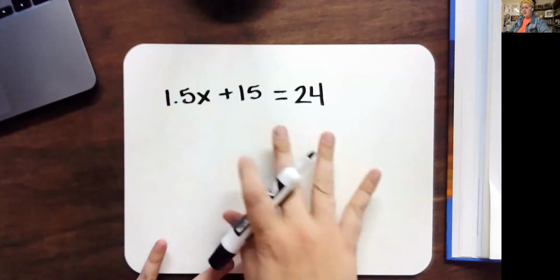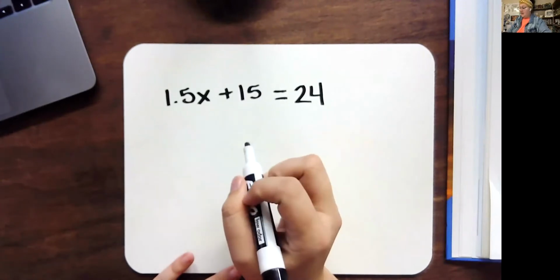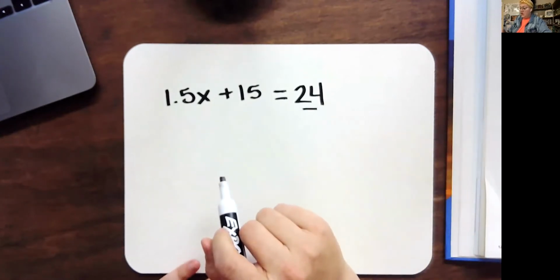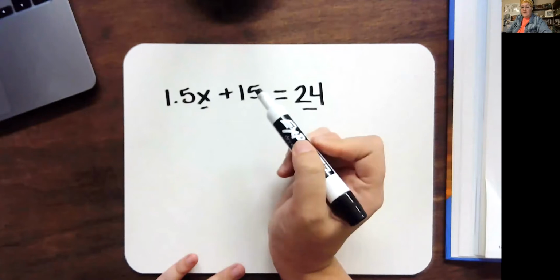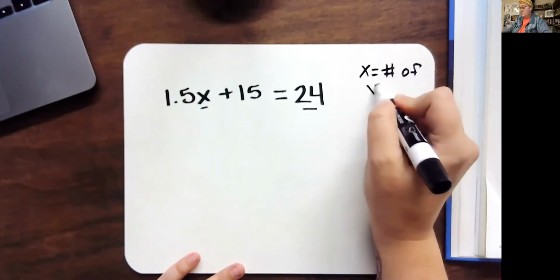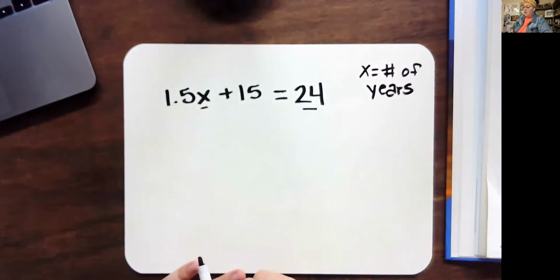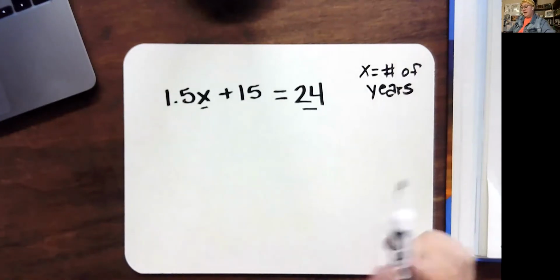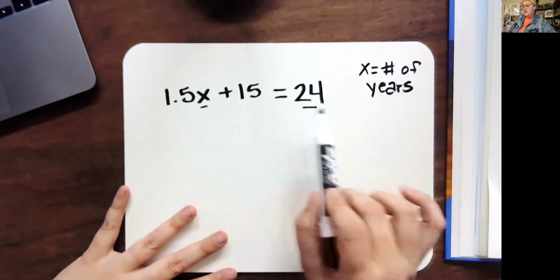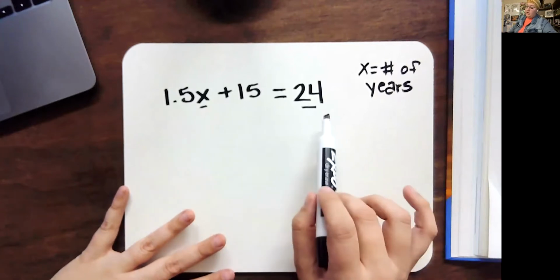Okay, so we have our equation written down, and again, we're going to be looking to find how many years it'll take for the tree to get to be 24 feet tall. So in our equation, x is going to be the number of years. So x is our number of years. We're trying to find out how many years it'll take for the tree to be 24 feet tall, and we've been given this equation.